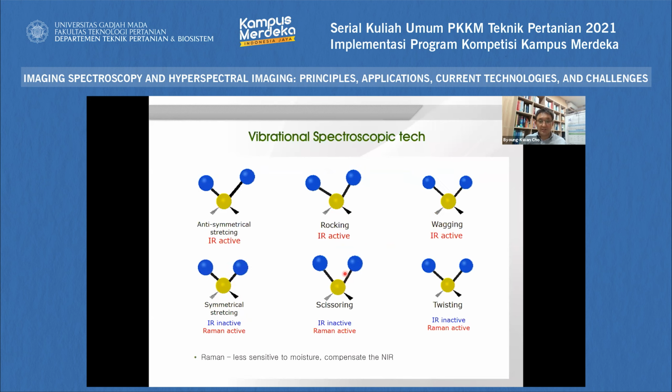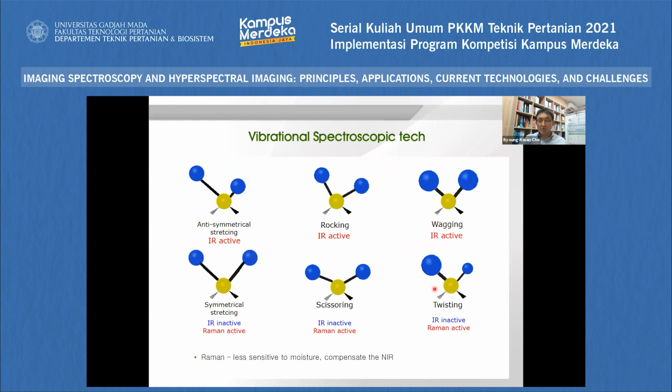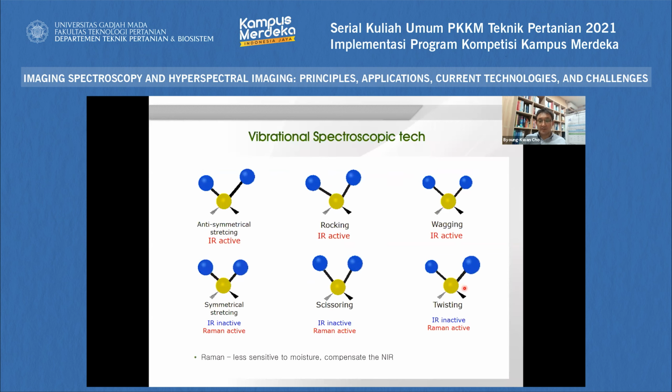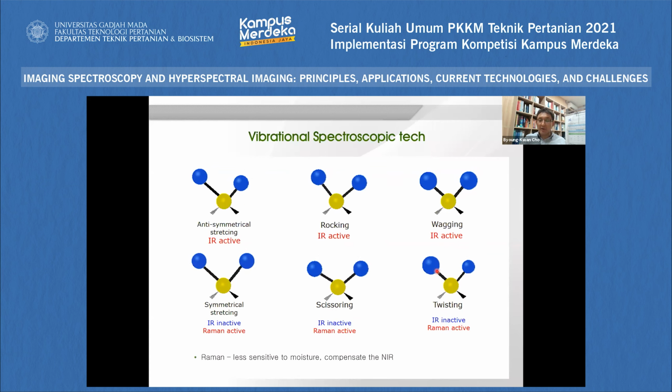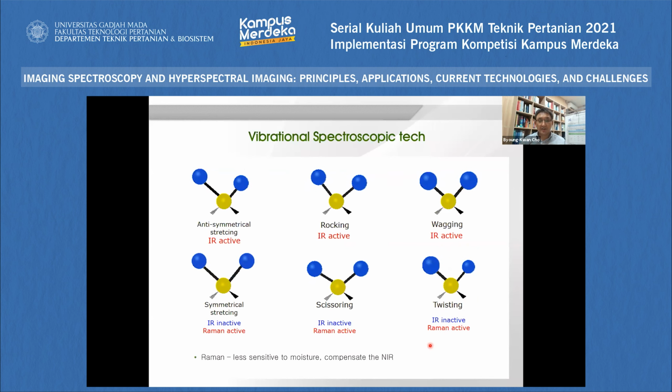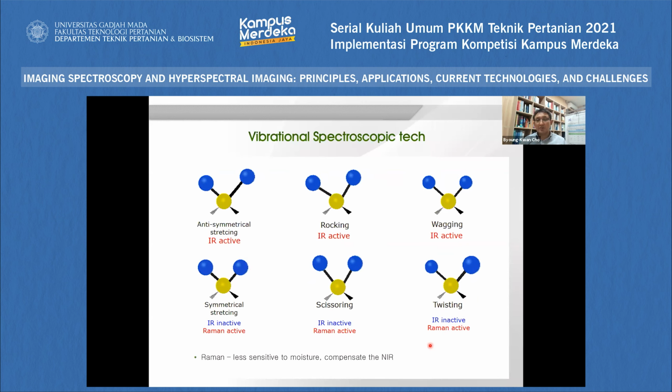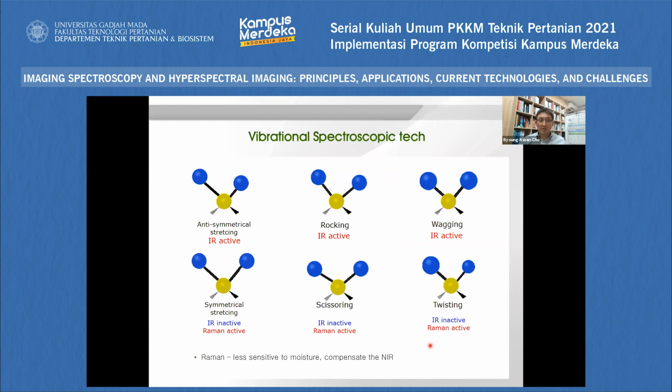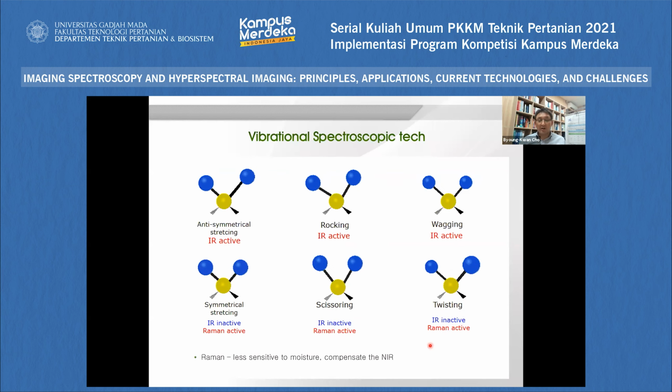Okay, this one is scissoring, this vibration. IR cannot detect this vibration, but Raman detects it, Raman active. This one is also back and forth, but different. It's symmetric. IR inactive, but Raman active. So some chemical structures are IR active, but some other chemical structures are Raman active. That's why we need both technologies. Sometimes Raman works, sometimes infrared works.